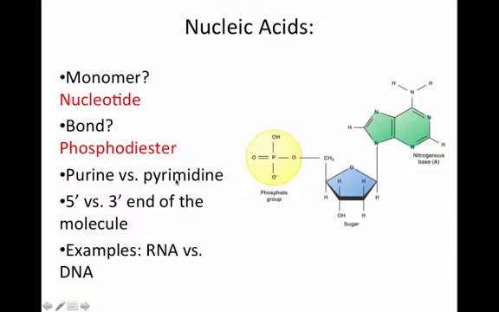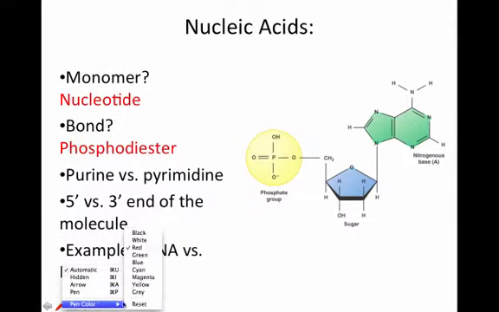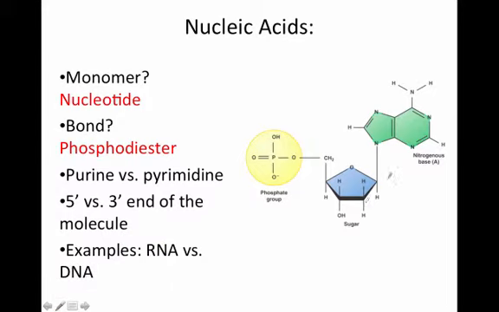Also important topics, purine versus pyrimidine, and that is talking about the classification of this nitrogenous base. We'll take a look at some examples in the next slide. And then this idea of 5' versus 3'. So I want to show you that here because I have this particular enlarged nucleotide shown here for our viewing pleasure. And we're talking about 5 to 3, or 5' and 3' end.